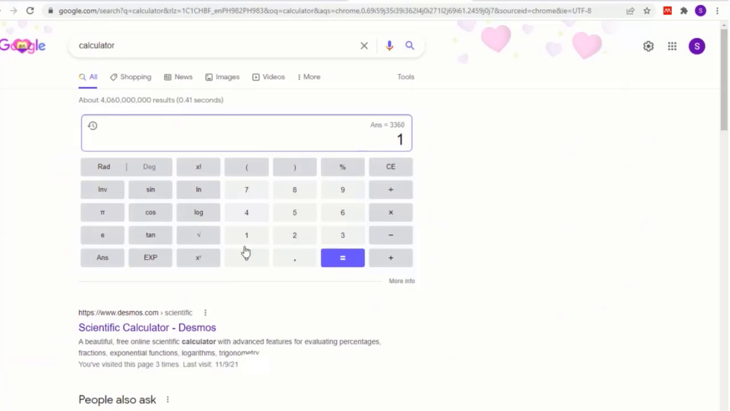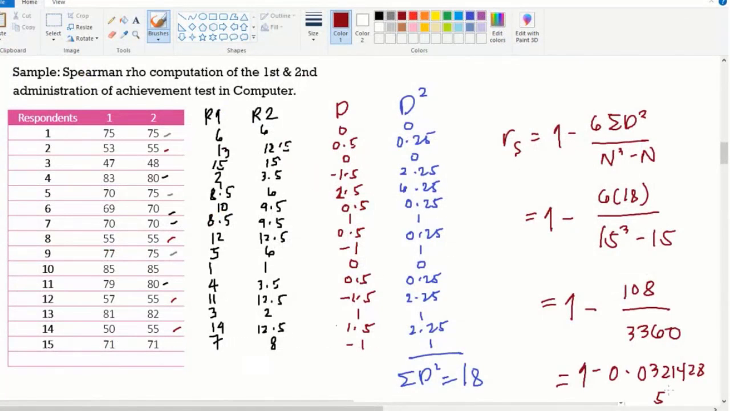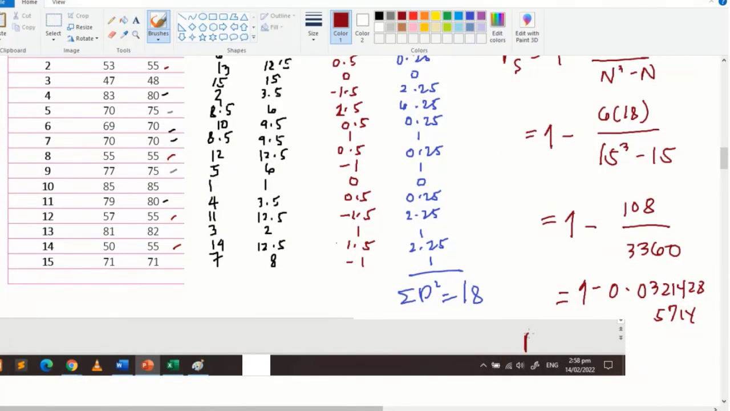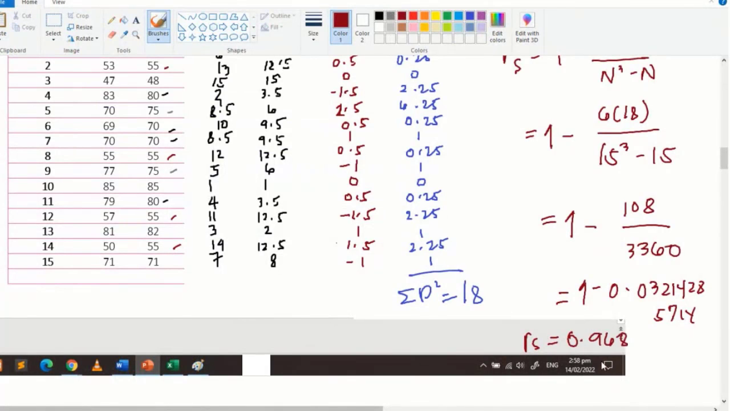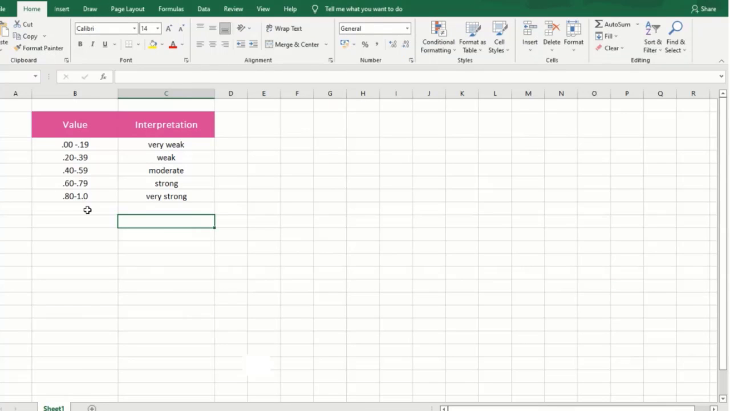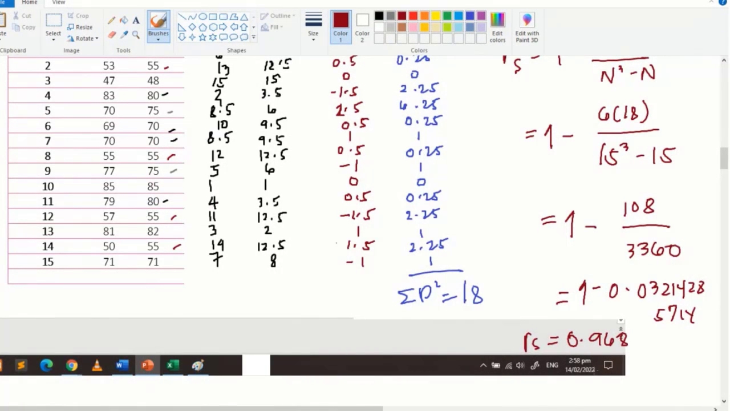Okay, so 108 divided by 3360, yan, 1 minus 0.0321 or 0.03214. Actually, pwede nyo naman yan i-round off, guys. So, ang RS talaga natin is equals to 0.968 kung i-round off natin. And 0.968, ano ang ano yan? 0.9, very strong. And it is a positive correlation and very strong ang relationship.